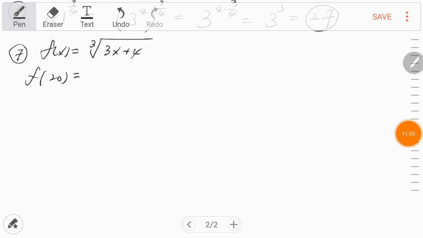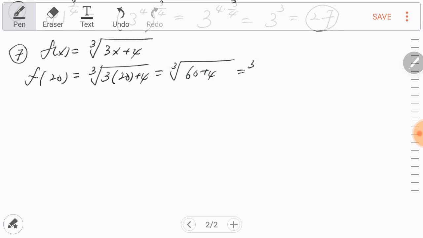Okay, number 7, find f of 20. So f of 20 means 20 is the input value, so replace x with the input value 20. So cube root of, replace this x with 20, and then simplify. So this is cube root of 60 plus 4 is 64, and 64 is what? Cube root, index is 3, so 64 is 4 cubed. So this is equal to 4.